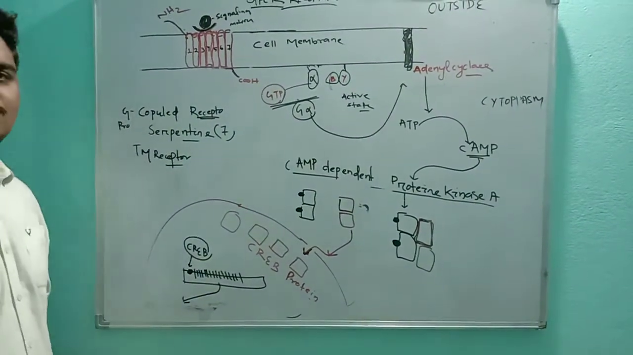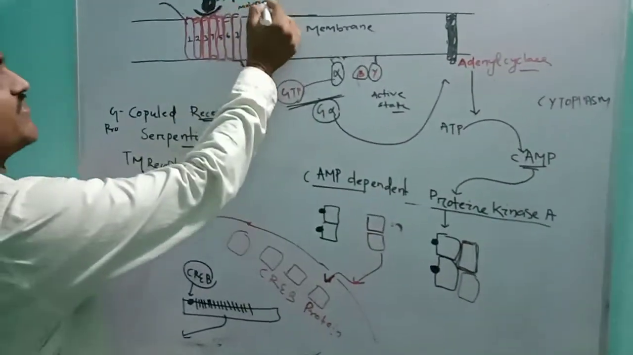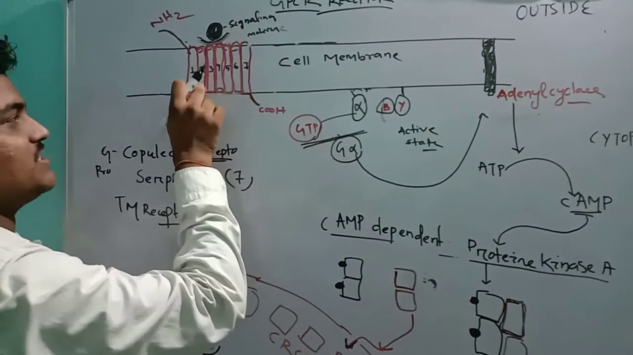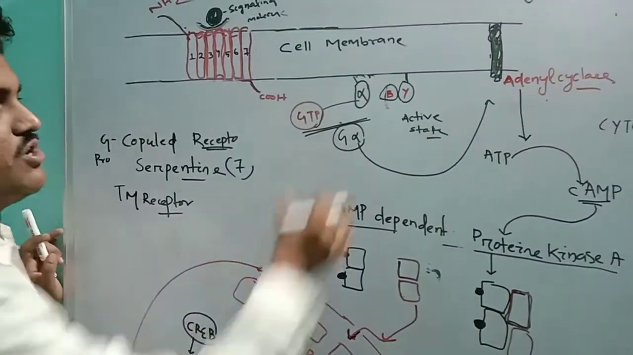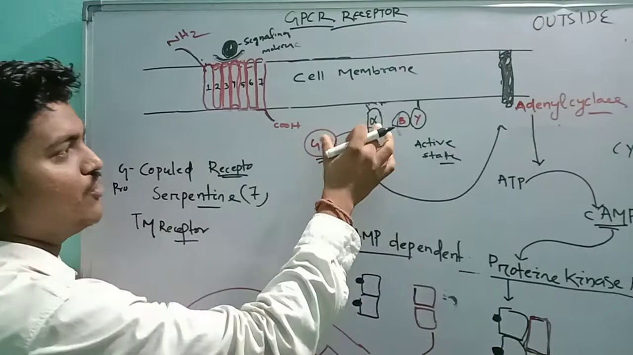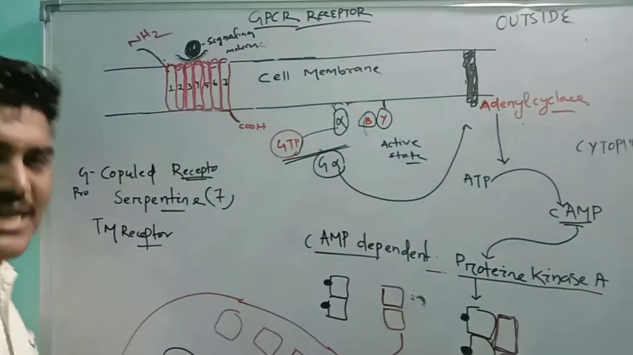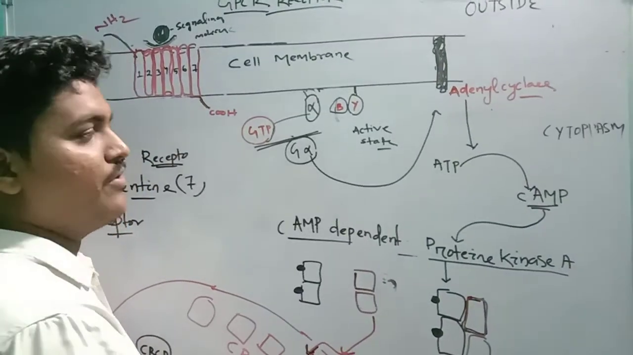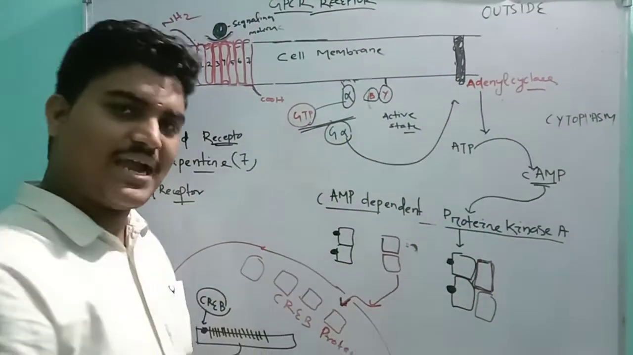I am revising the information again. This is the signaling molecule. When it binds at the receptor on the cell surface, the GPCR, automatically inside the cell GTP binds to the alpha subunit of the G protein. Now this alpha subunit detaches from the remaining two and enters an active state. It stimulates adenyl cyclase, and adenyl cyclase converts ATP to cyclic AMP. The increased concentration of cyclic AMP inside the cell activates protein kinase A.